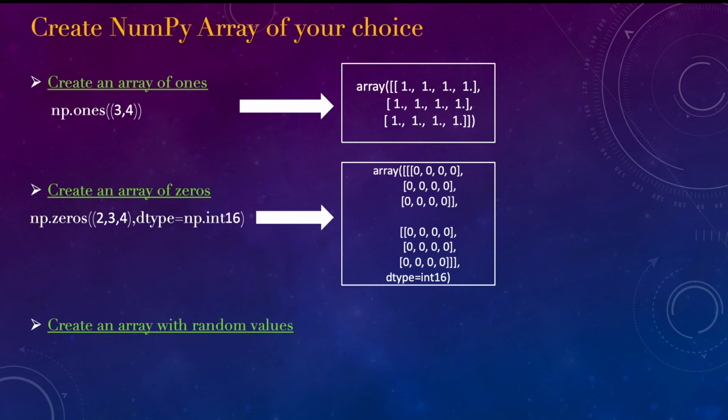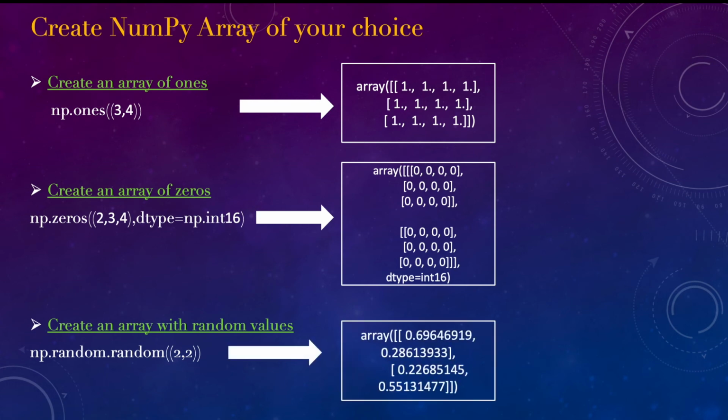The third example is to create an array with random values. Here we have called the function random.random and we have passed 2 values. So here it is going to create an array with 2 rows and 2 columns with any random values.